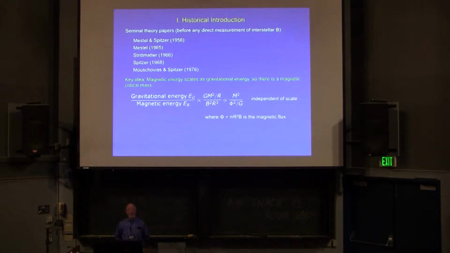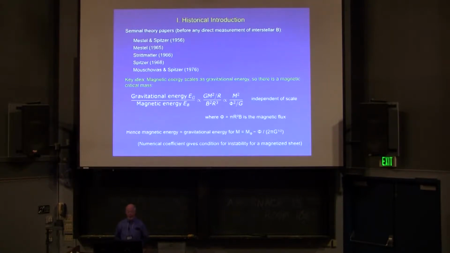So if you look at the equation I have up there, you have the gravitational energy, that's GM squared over R, and divide by the magnetic energy, which is proportional to the square of the magnetic field times the volume. And then if you bring that R that's in the numerator of the gravitational energy down to the denominator, you get B squared R to the fourth. That's proportional to the square of the flux. So what you have then is that the ratio of the gravitational energy to the magnetic energy is proportional to the square of the mass divided by the square of the flux.